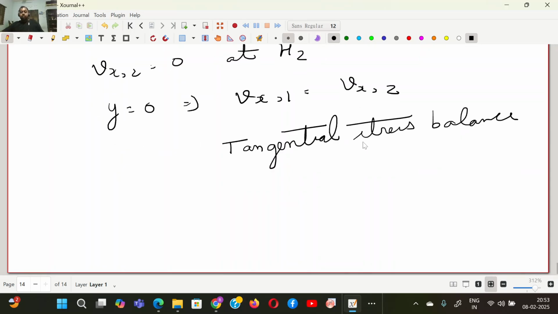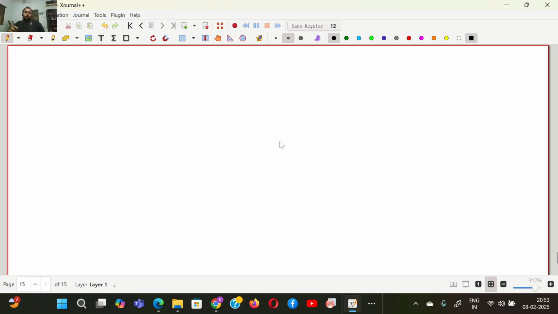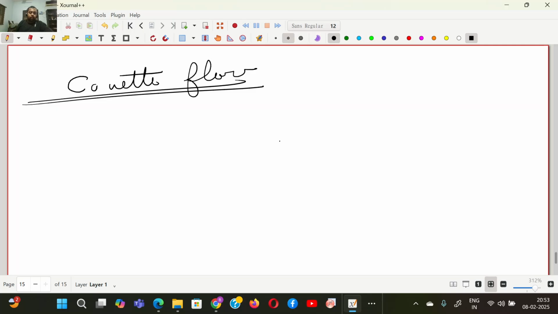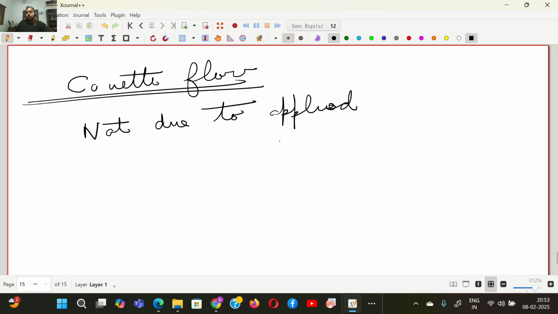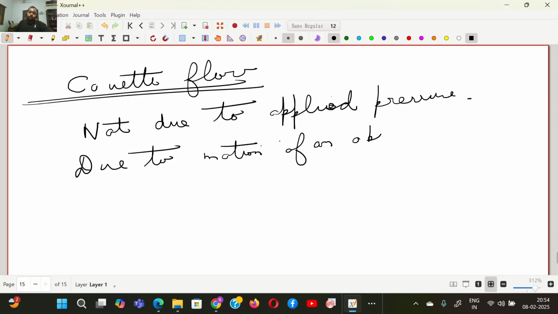Next class will be solving what is known as Couette flow. I'll start the next class by solving the Couette flow problem. It has many practical applications. Poiseuille flow was due to applied pressure. This is not due to applied pressure. It is due to motion of an object, the tangential movement of a solid surface.